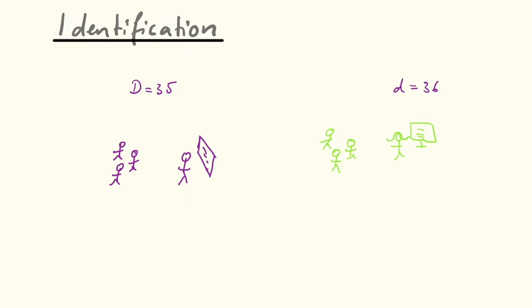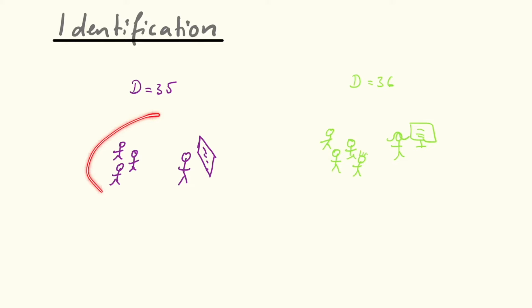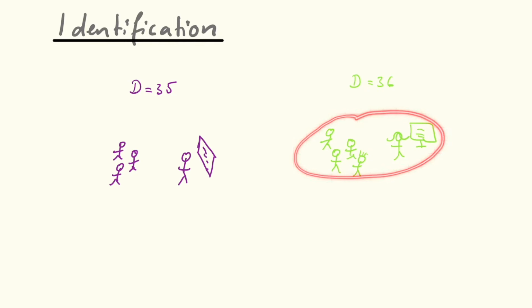And this class has little Jimmy in it. It has a class size of 36. Recall that class size is our treatment. So this classroom receives more treatment than this classroom. We say it receives higher treatment intensity. So this is the high treatment intensity classroom, and this is the low treatment intensity classroom.